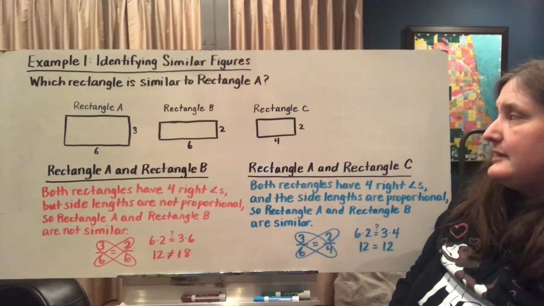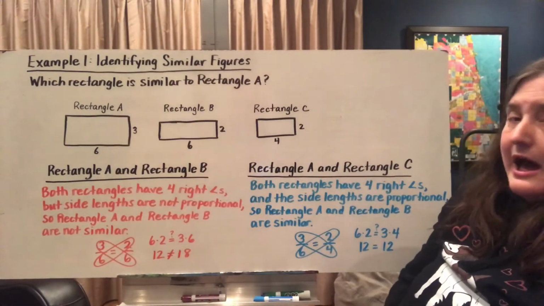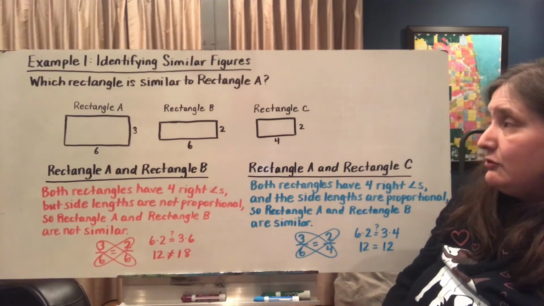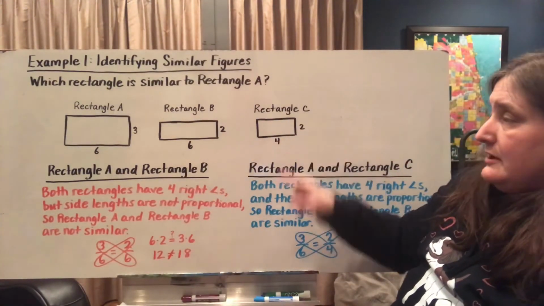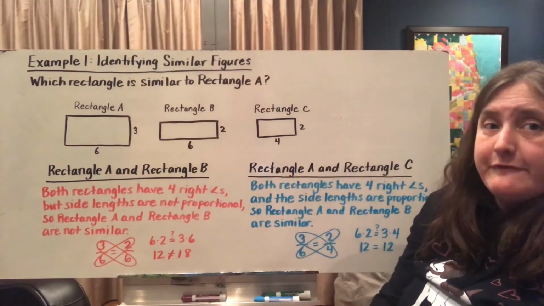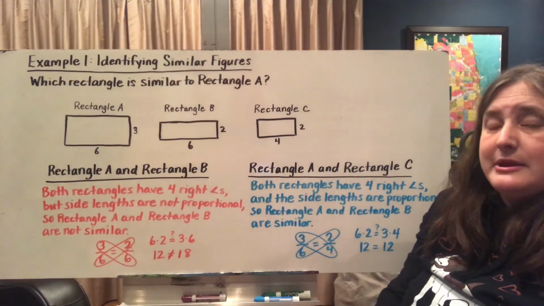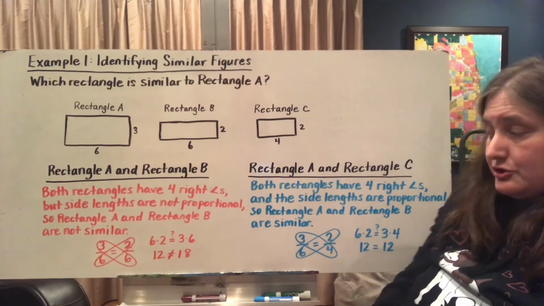So I also can see here that if I go from 3 to 2, I'm multiplying there by 2/3. 3 times 2/3 is going to give me 2. 6 also times 2/3 is going to give me 4. So there's a common number there that I'm multiplying by that also shows that they are proportional.